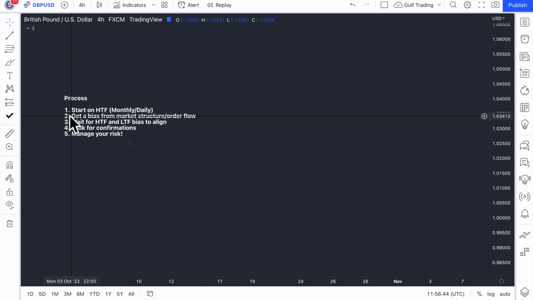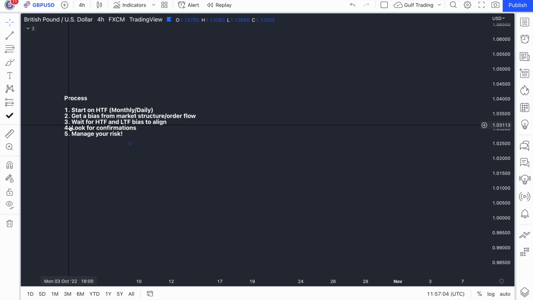So you can do that step 2 in 2 ways, either by looking at market structure, which I talked about in the last video. So if you're not too familiar on market structure, do go and check that out and then come back here. Or you can use order flow, which again, I made a video on that. So if you're not too confident in that, watch that video, check out the charts, then come back here, and you should be able to carry out top-down analysis.